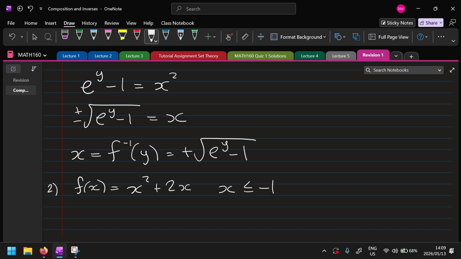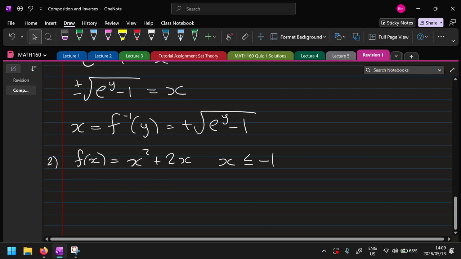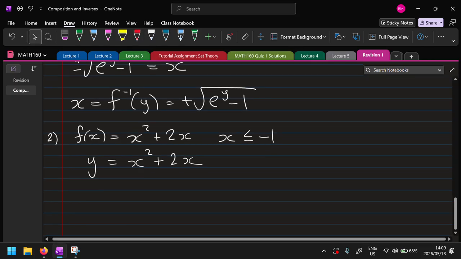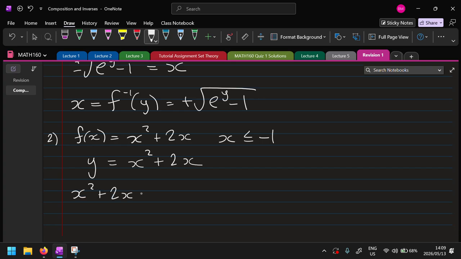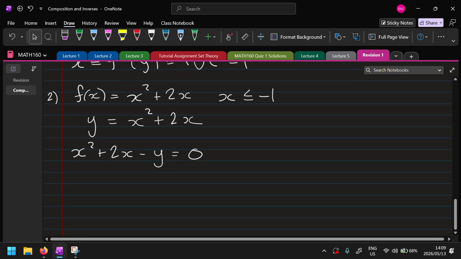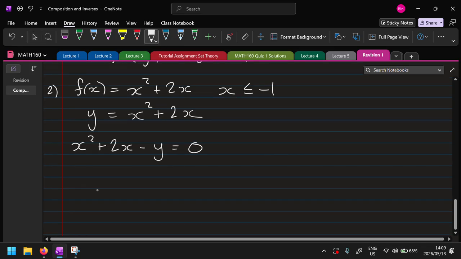So we've got our function, we've got our domain. It's everything smaller than minus 1. We want to find the inverse. So we're going to let f be y and then solve for x. We want to solve for x, so let's take everything over to one side. Again, we still want to solve for x, so quadratic formula.